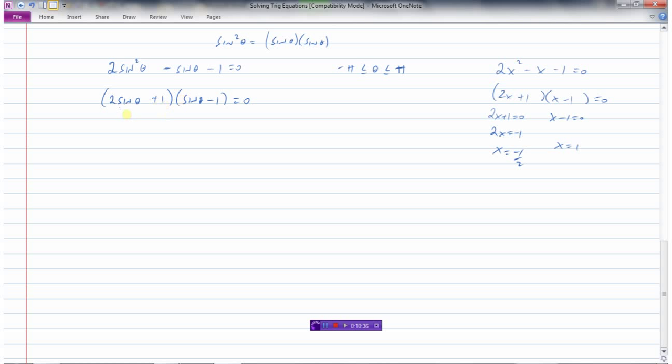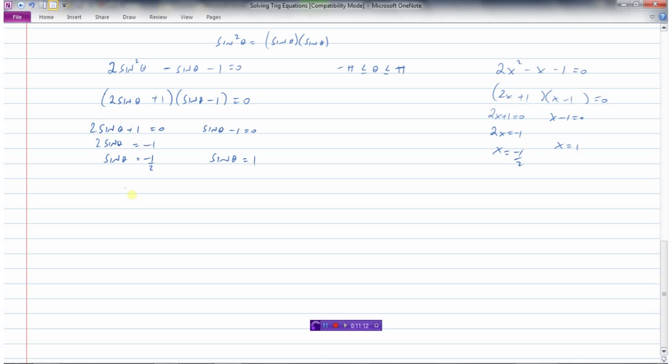And so now that we have this factor times this factor equals 0, we can take our first factor, set it equal to 0, and take our second factor, set it equal to 0, and now solve for sine theta. So bring that over there. Now divide by 2. So we get sine theta is negative 1/2, or sine theta equals 1. So just like we had over here, except it's sine theta instead of x.